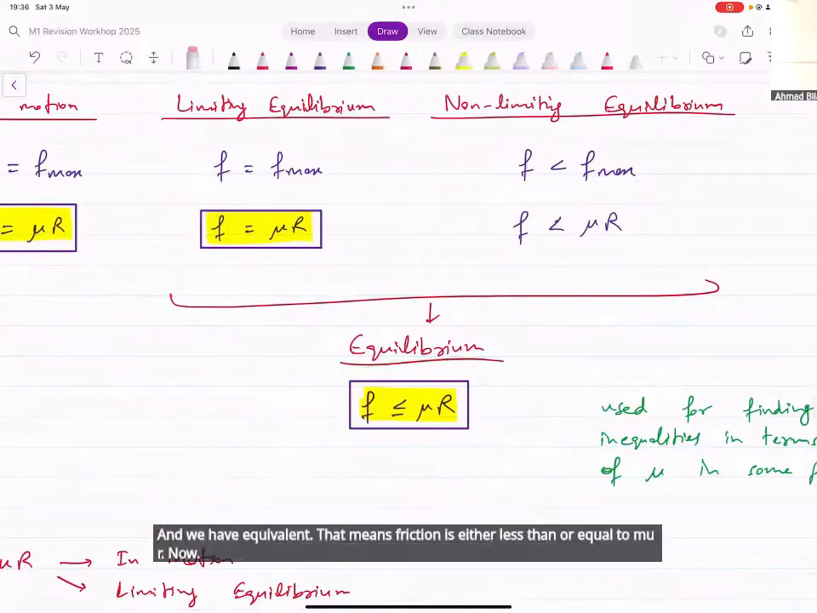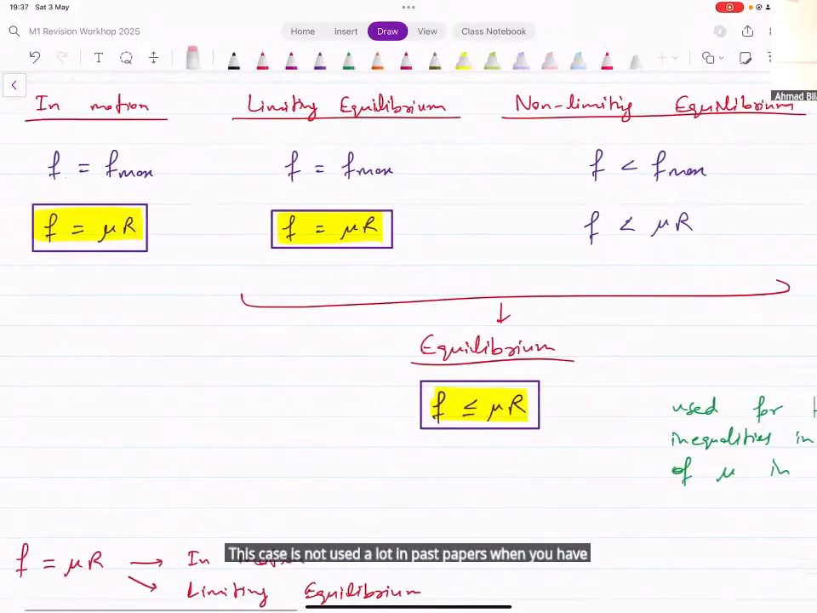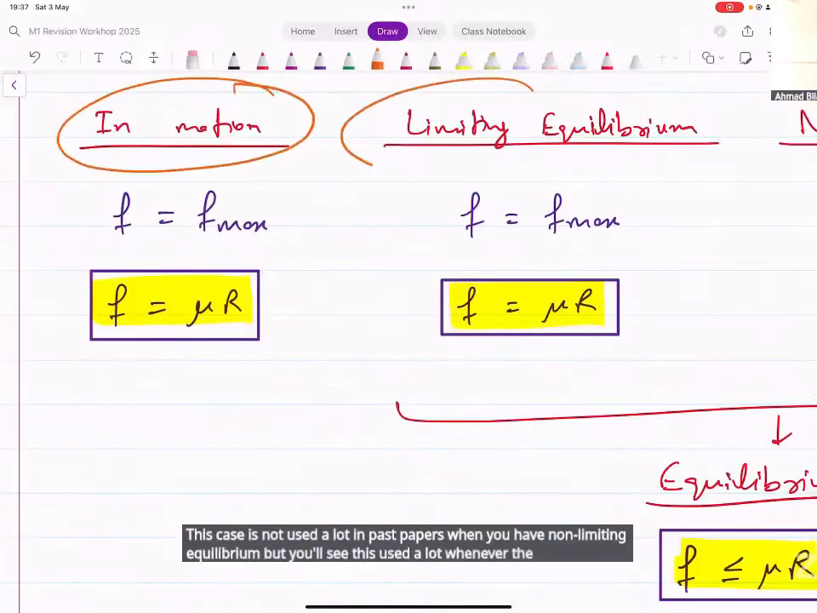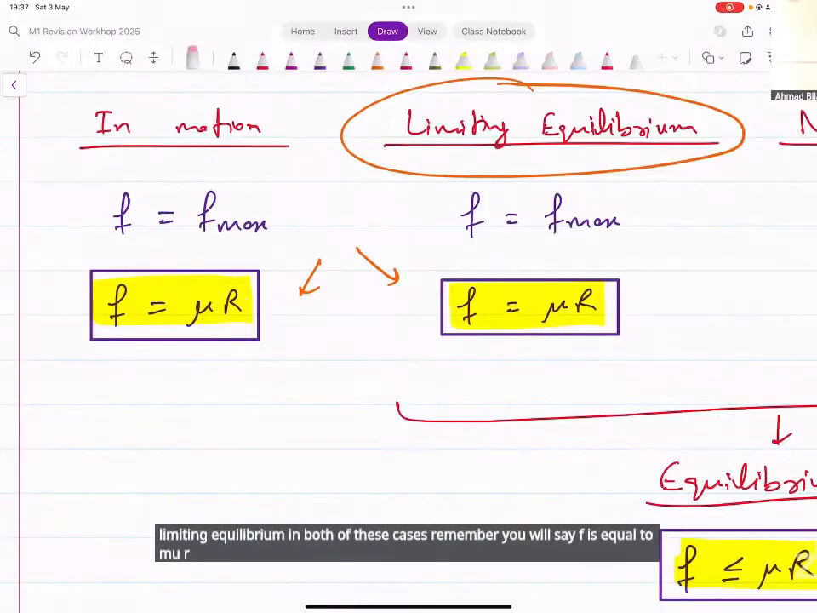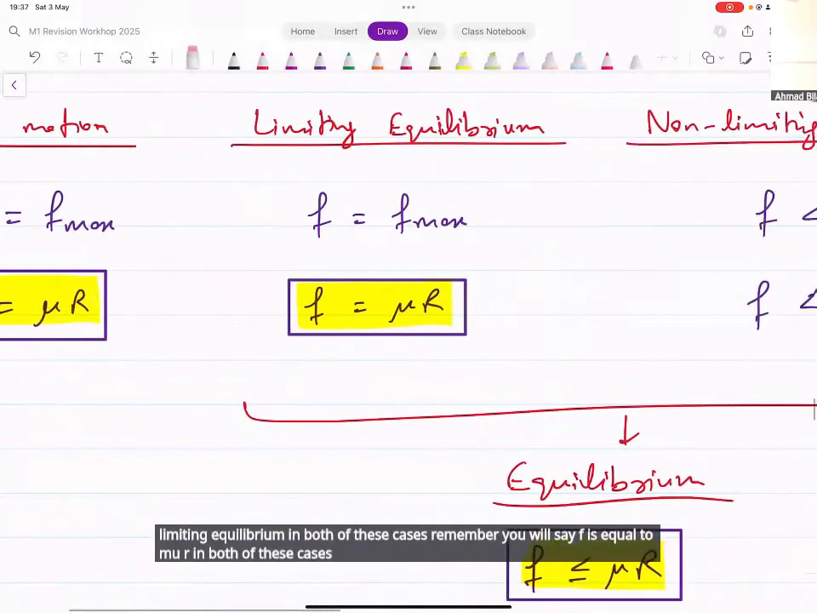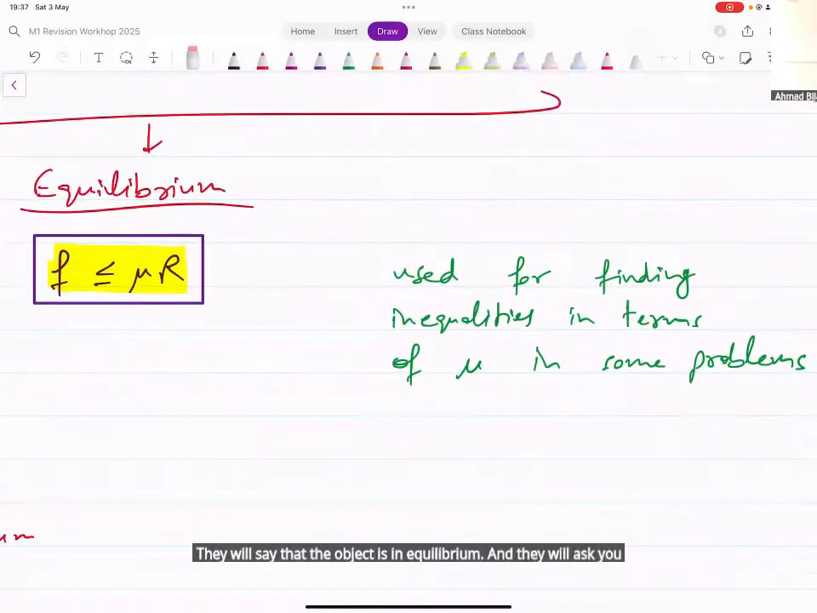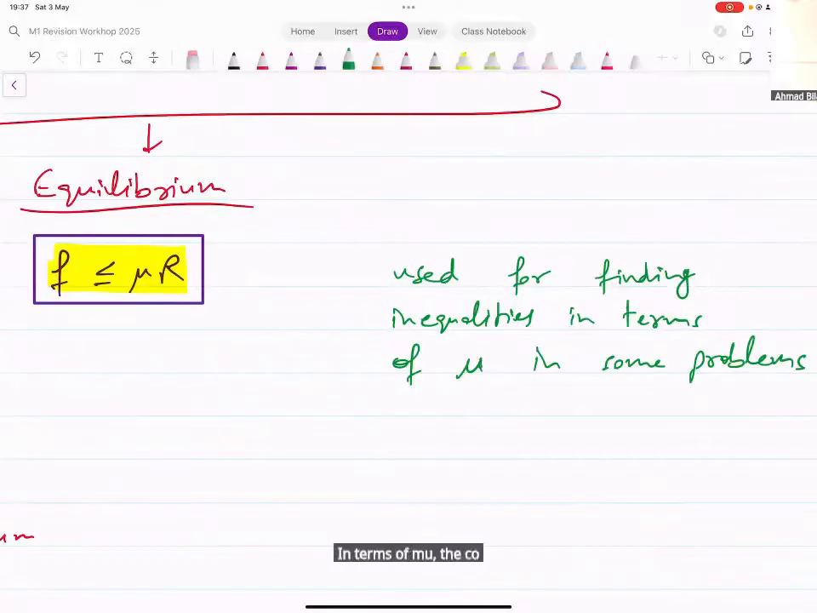Now, this case is not used a lot in past papers when you have non-limiting equilibrium, but you'll see this used a lot whenever the object is in motion or limiting equilibrium. In both of these cases, remember, you will say F is equal to mu R. And sometimes they will say that the object is in equilibrium, and they will ask you to prove some inequality or find some inequality in terms of mu, the coefficient of friction.